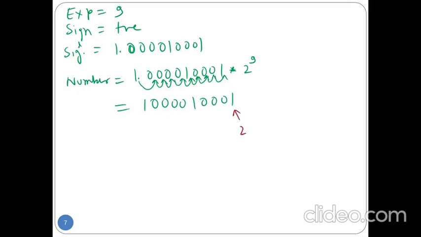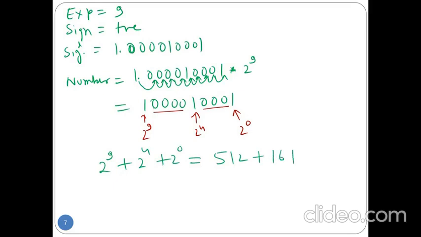So again, powers of 2, this is 2 to the power 0, this is 1 2 3, this is 2 to the power 4 5 6 7 8, this is 2 to the power 9. Okay, so these zeros are not going to contribute to the magnitude of the number, so we can ignore those powers of 2. So the number is basically 2 to the power 9 plus 2 to the power 4 plus 2 to the power 0, which is basically 512 plus 16 plus 1, which is simply 529. This is our answer.